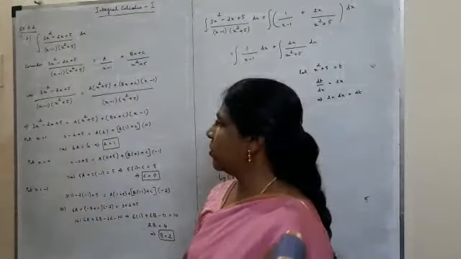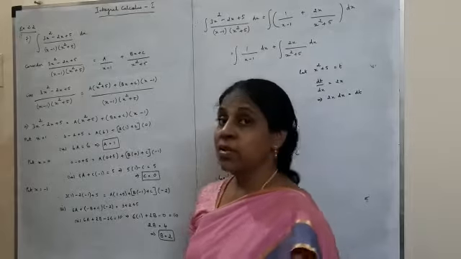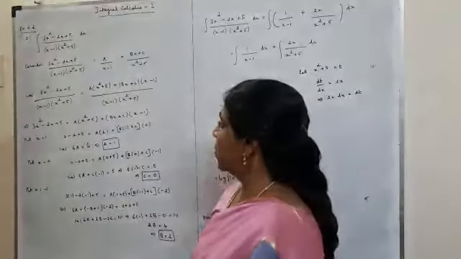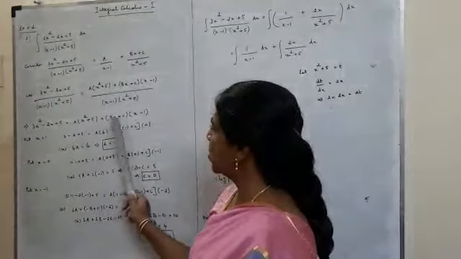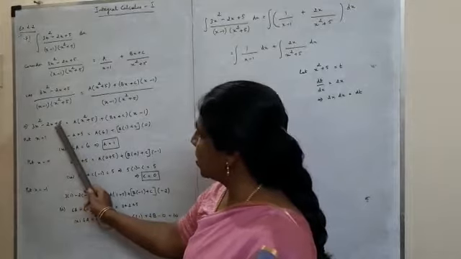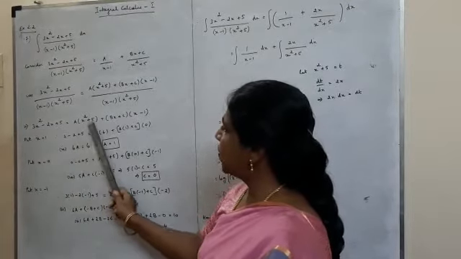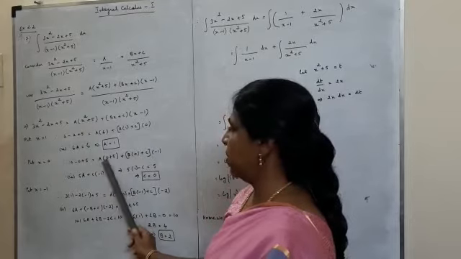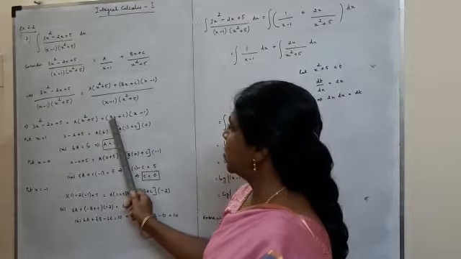Next, what value will you suggest? No other value makes anything 0, so we go for the easiest value, 0. So put x = 0 on both sides. On the left, 0 minus 2 into 0, 0 plus 5. And right hand side, A into (0 + 5), 5, so A into 5, plus (B into 0 plus C).